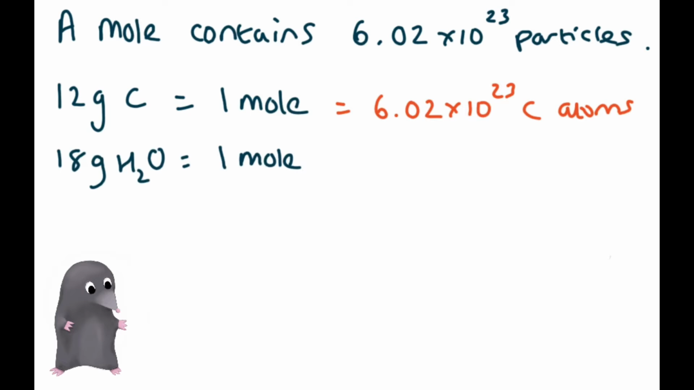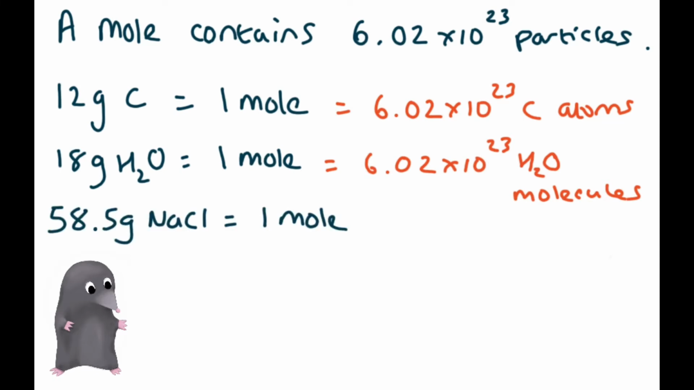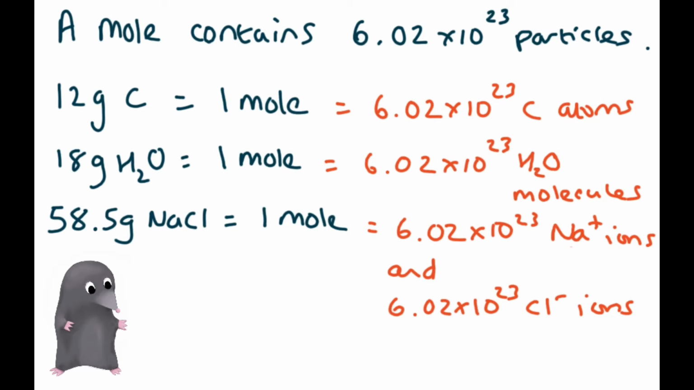That means there are 6.02 times 10 to the 23 carbon atoms. If you have 18 grams of water, that's 1 mole. That means there are 6.02 times 10 to the 23 water molecules. If you have an ionic compound like sodium chloride, 58.5 grams of sodium chloride is 1 mole, which means that there are 6.02 times 10 to the 23 sodium ions, and that same number of chloride ions as well. And this number is called the Avogadro constant.